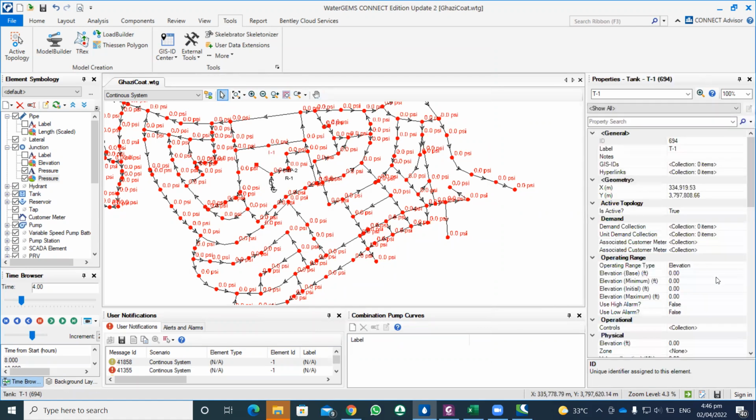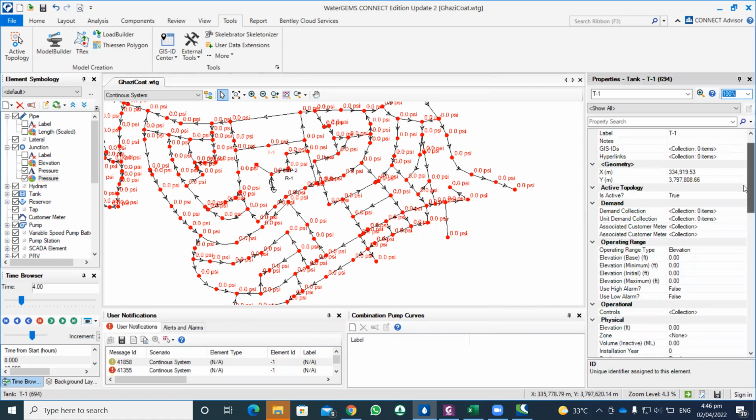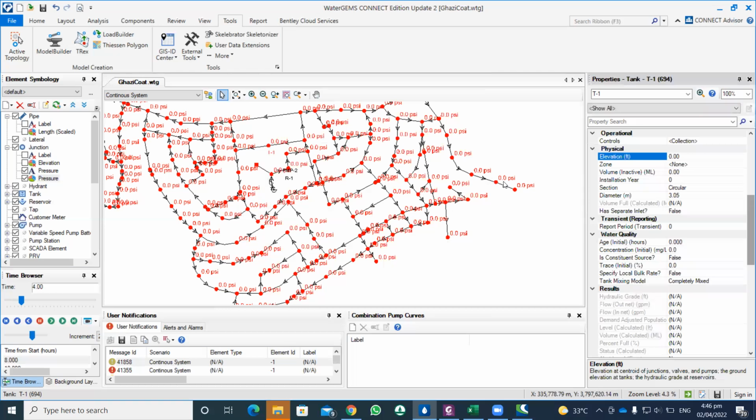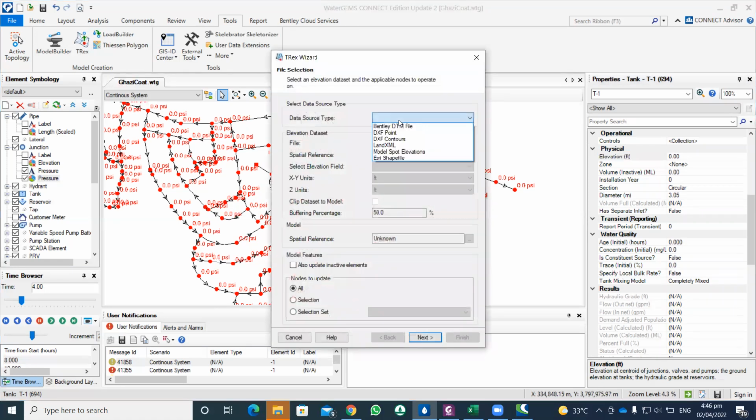Select this tank. Here is the elevation. Why is it not showing? It should be updated.